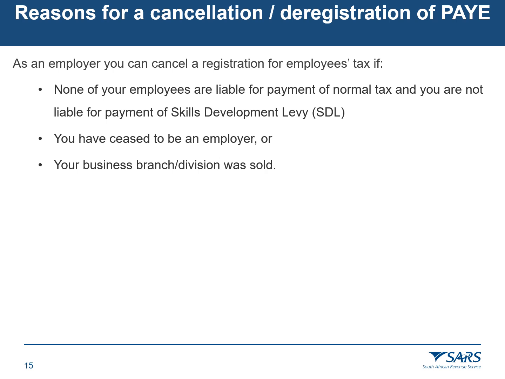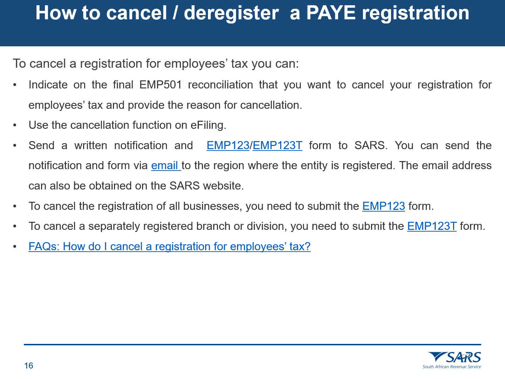Reasons for cancellation or deregistration of PAYE. As an employer, you can cancel a registration for employees tax if none of the employees are liable for payment of normal tax and you are not liable for payment of skills development levy. You have ceased to be an employer or the business, branch or division was sold. How to cancel a deregistration for PAYE.